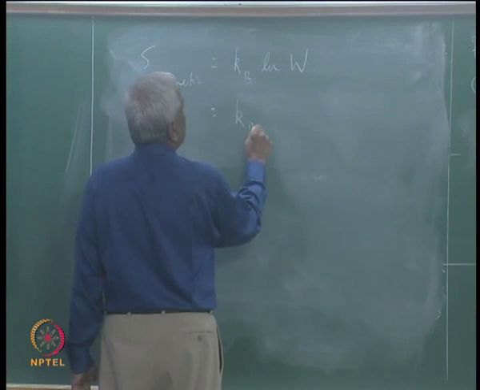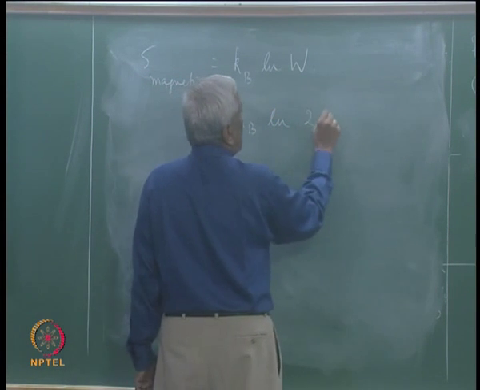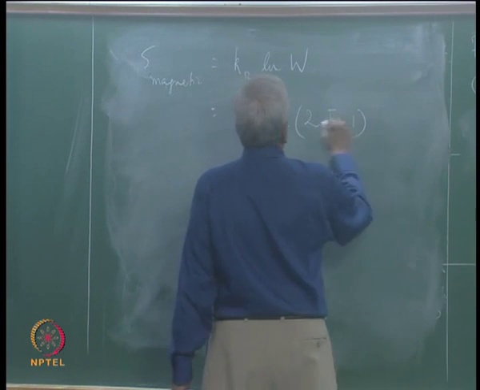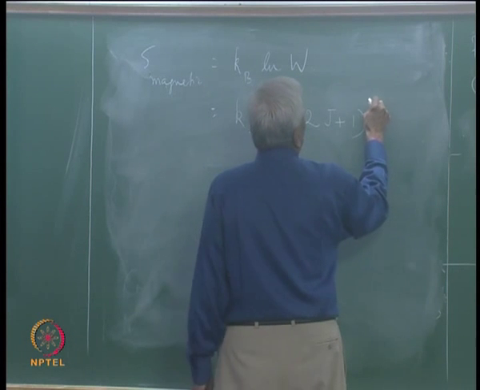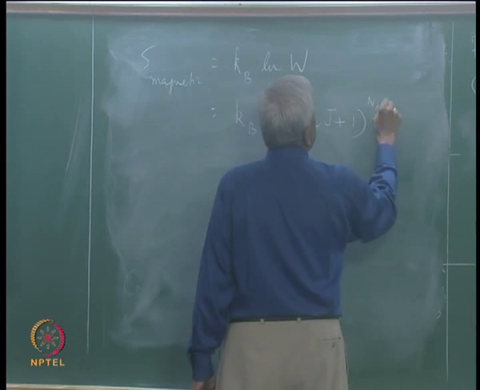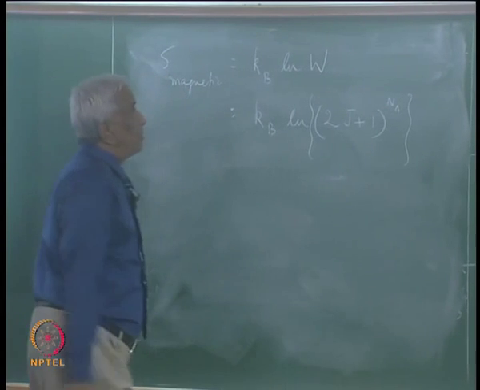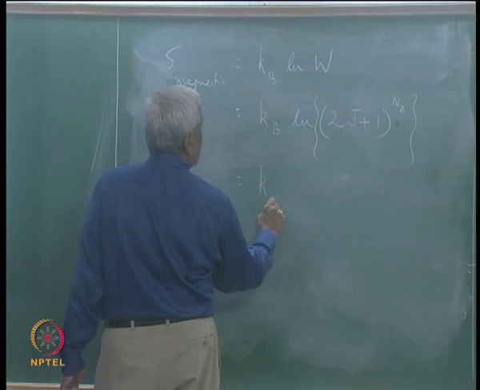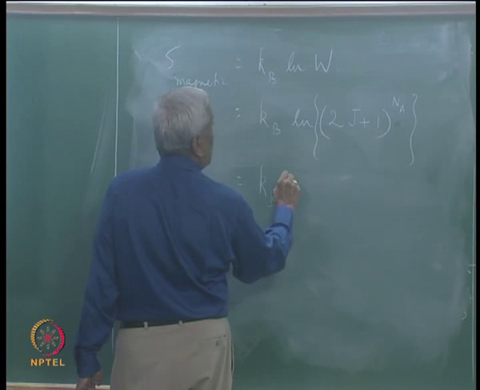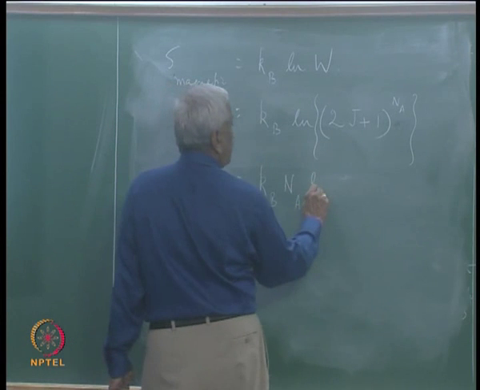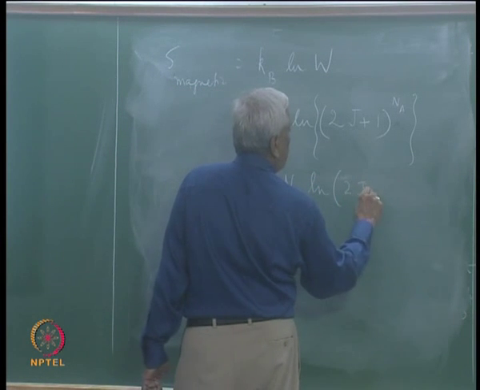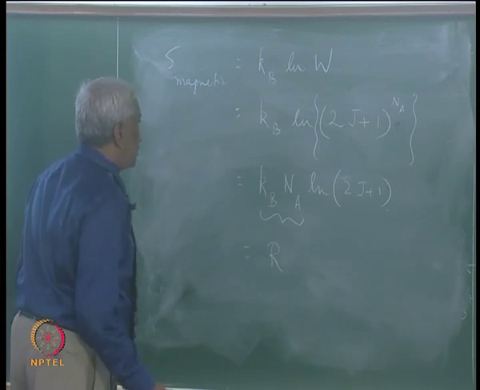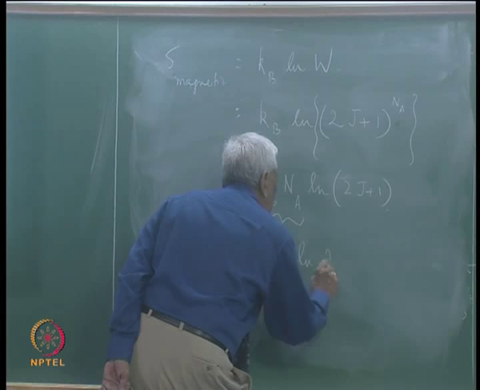So, in this case, since there are Na ions, where Na is the Avogadro number, the total number of configurations is (2J plus 1) to the power Na. So, the entropy is Kb log (2J plus 1) to the power Na. And therefore, since it is a logarithm, and we know that Kb Na is just the universal gas constant R, it is R log (2J plus 1).